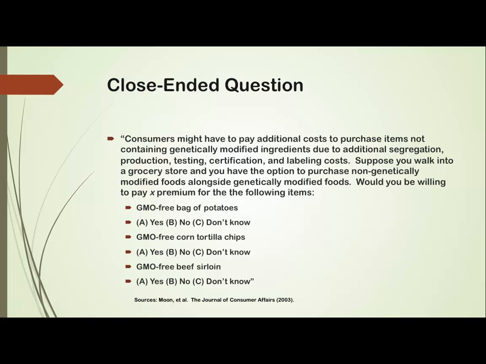And we are including a GMO-free bag of potatoes, a GMO-free corn tortilla chips, GMO-free beef sirloin. The reason why I chose these three items is the meta-analysis that I spoke about before claims that consumers have different willingness to pay for produce versus processed food versus meat. So I wanted to include items from these three categories.